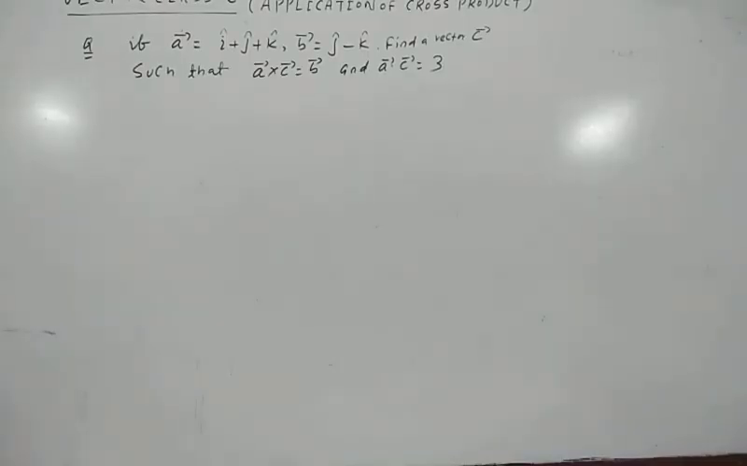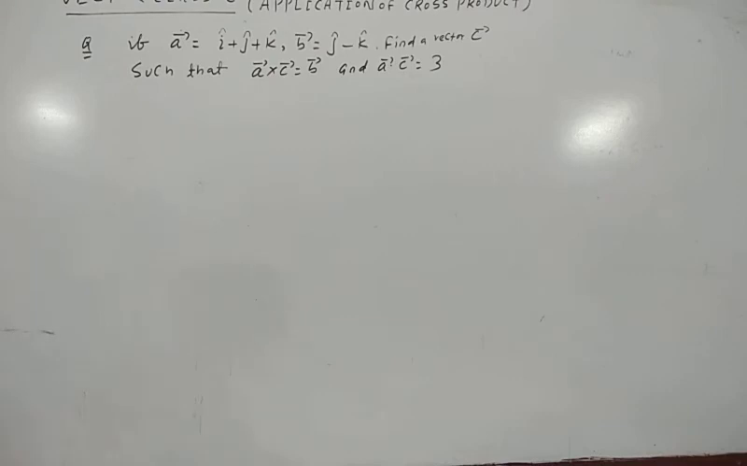One question: if A vector is equal to I cap plus J cap plus K cap and B vector is equal to J cap minus K cap, find a vector C vector such that A vector cross C vector is equal to B vector and A vector dot C vector is equal to 3. So A cross C is equal to B vector and A dot C is equal to 3. So what is the vector C? How to calculate C vector?